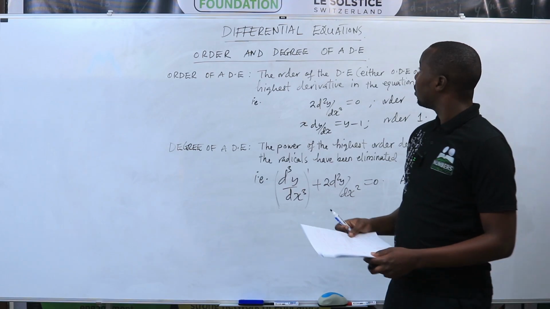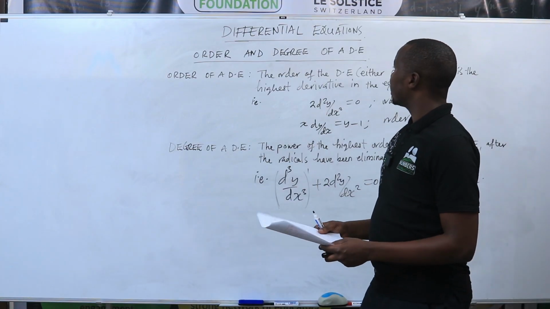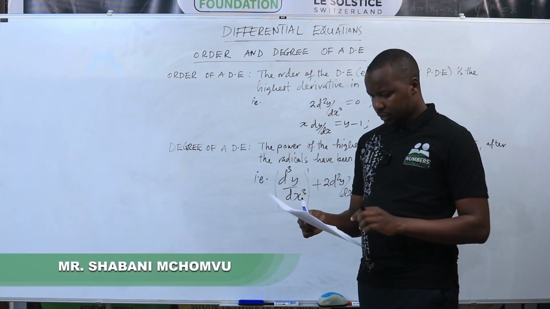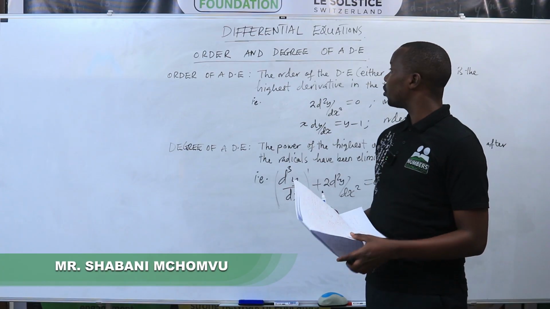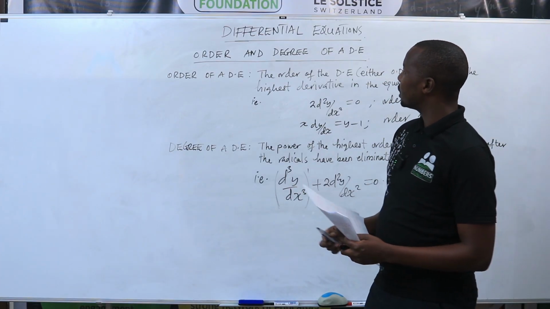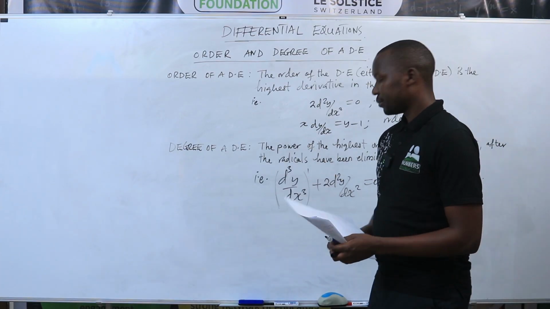From there, we're going to see how we formulate these differential equations from the normal equation involving the dependent variable y and the independent variable x.